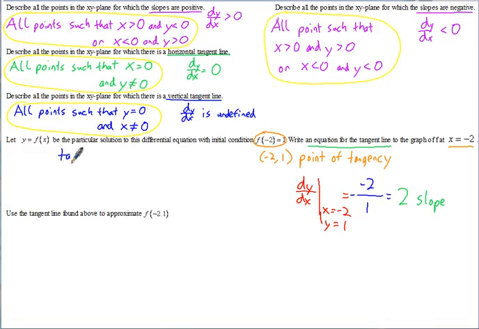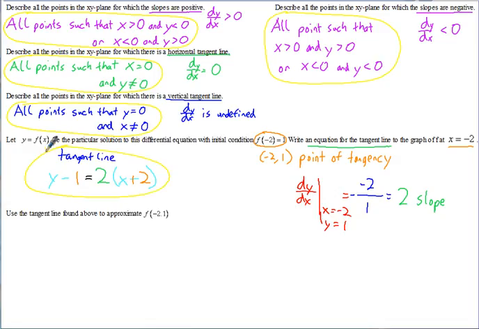The tangent line would be y minus the y coordinate 1 equals the slope, which is 2, times x minus the x part, which is -2, so plus 2. And there's your tangent.